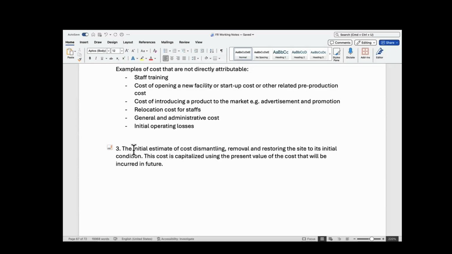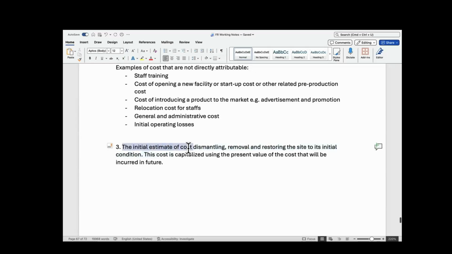But because this initial estimate of cost is a cost you will incur in the future, we do not recognize future costs in the books. We would recognize it at its present value. So we would get the present value of that future cost, and that is what we'll recognize as part of the cost of the asset today. And that's this point 3.